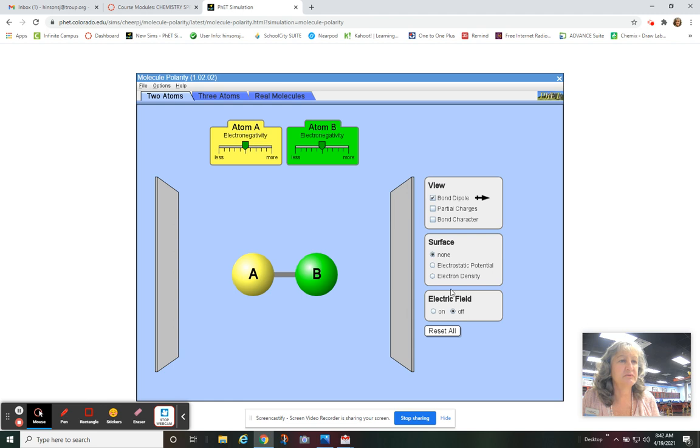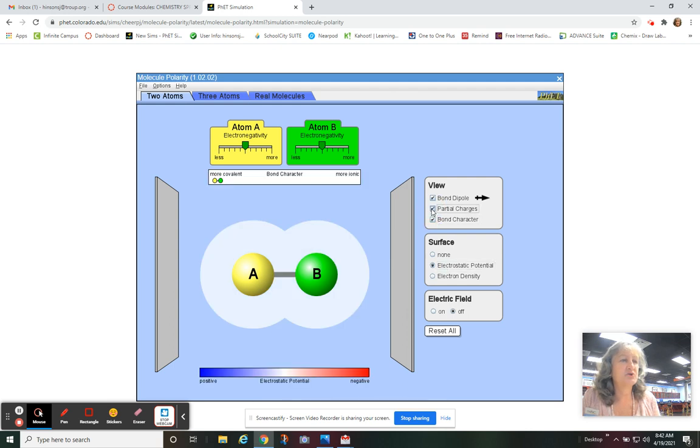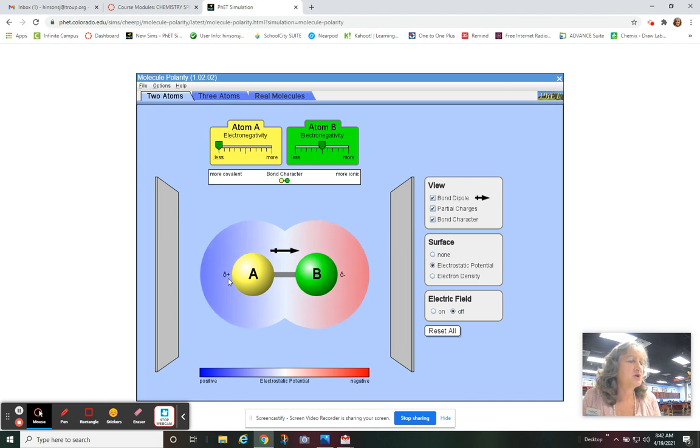So let's turn some things on over here. Let's turn on electrostatic potential. And let's turn on bond character and partial charges. All right, so right now this is a non-polar molecule, and this electrostatic potential is going to show us blue as positive and red as negative. So if we modify this now and reduce the electronegativity of A, we see that dipole moment grow. We see these partial charges show up to say this side of the bond tends to be positive, this side of the bond tends to be negative.